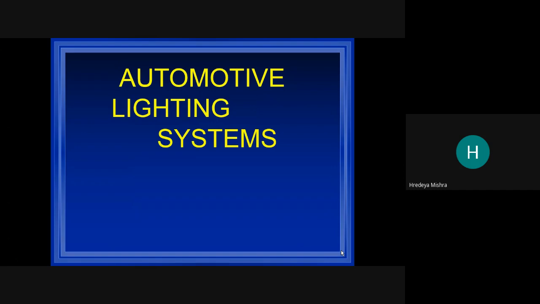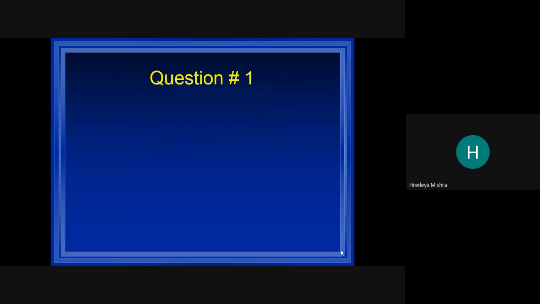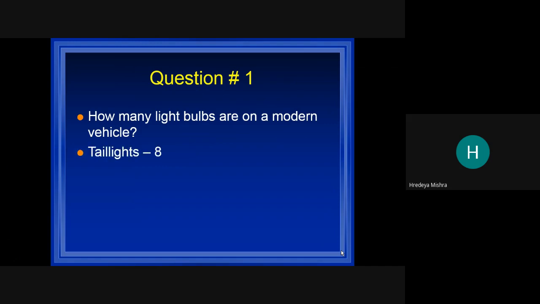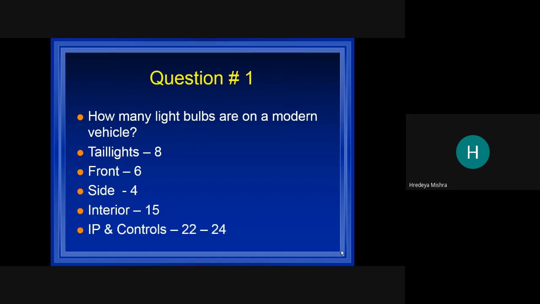So here, can you imagine how many lights or bulbs are used for a modern car or modern vehicle? See, 8 tail lights, 4 front lights, side lights 4, interior 15, and instrument panel and controls 22 to 24. So in total, 56 lights or bulbs are used in a modern vehicle.